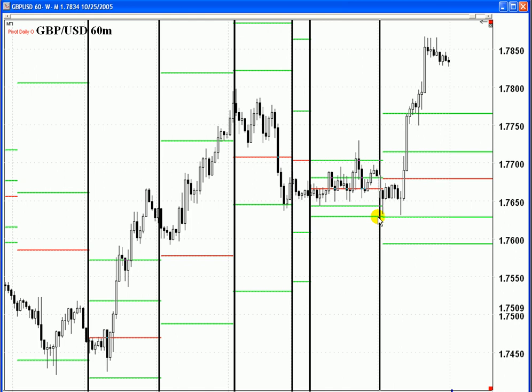Here, price opens at S1, and this is M2 here, but we have a nice tweezer bottom, doji, before price moves up for the day.